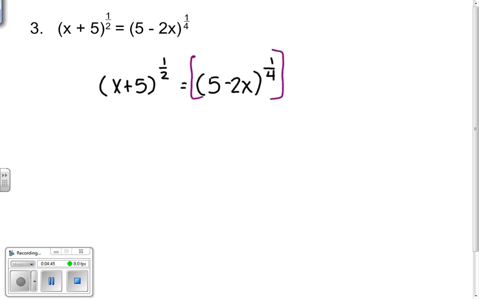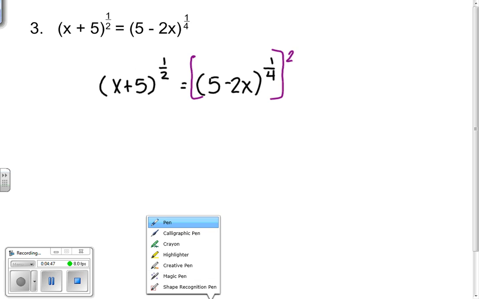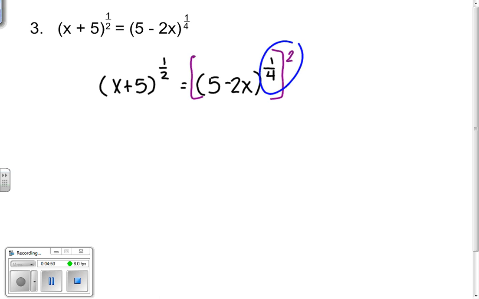But if I take this side and square it, what you've got is a 1/4 to the 2nd power, which is the same as 1/2. That's a square root. And so I don't really take care of the problem. I still have an issue going on. So instead of raising it to the second power, try raising it to the fourth power. So on this side, we're going to raise it to the fourth power.